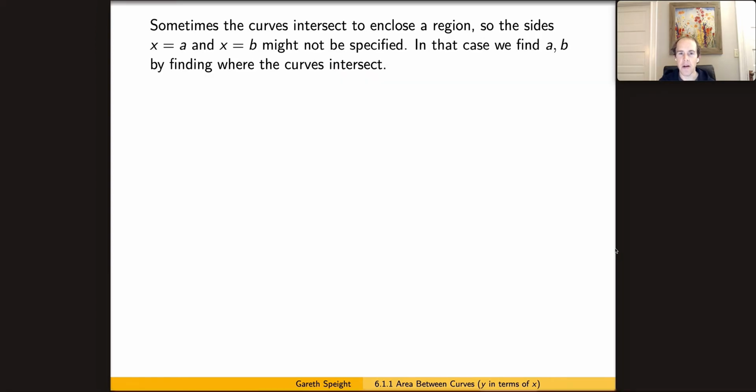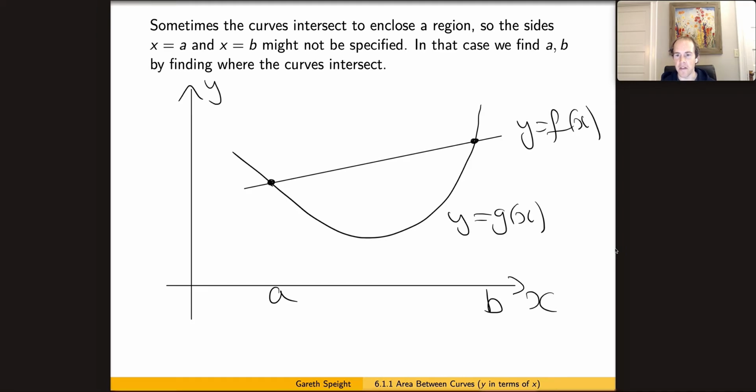Okay, so what about if, here in this example, we had the sides a and b specified. So we were told x equals 0 and x equals 1. If they're not specified, then it's going to be kind of like before when we had to solve for where the curve intersects the axis. In this case, to find the a and b, we're going to have to solve to see where the curves intersect. So here, for instance, the curves can intersect themselves and form a region without us specifying those lines x equals a and x equals b. And to find these 2 points where we're supposed to start and end, we have to solve where the curves agree, so where they intersect.